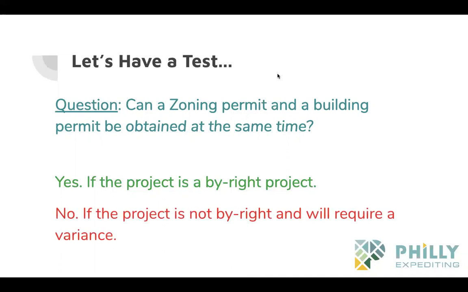But you cannot get them at the same time or apply at the same time if a variance is required, and of course, a variance is any deviation from the zoning code, which means you have to go through the zoning appeals process, which takes 4, 5, 6 months. So you can't go down to L&I and submit a zoning application and a building permit application, because you have to wait 6 months to get the zoning permit, and by that time, they're gonna throw your building permit out. So, no. Anytime there's a variance, you have to get the zoning permit first. Any questions about that?